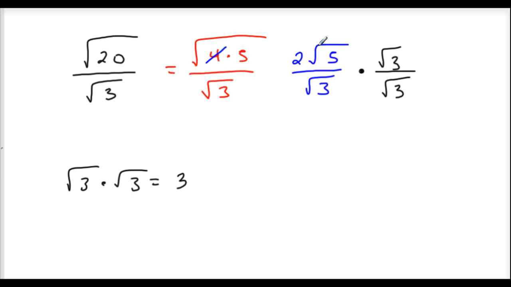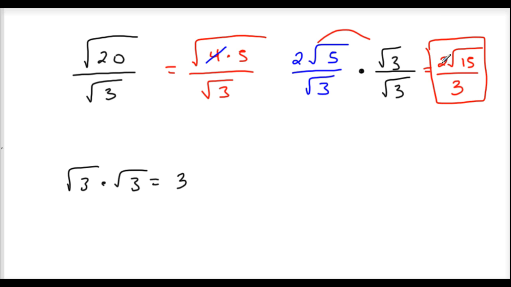Now if I do so, 2 radical 5 times radical 3 becomes 2 radical 15 over 3. Can I simplify 2 and 3? Can I simplify radical 15 over 3? No, okay? So they both have to be in the radical sign in order for you to simplify. So this here will be my final answer.